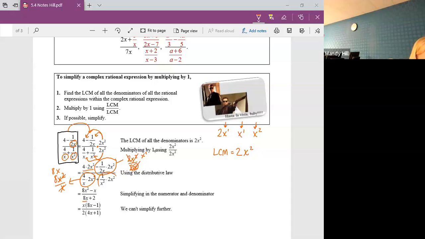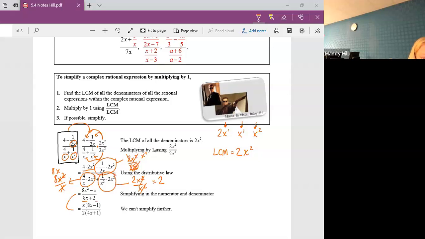Then they took this one. So 1 times 2x squared would give me 2x squared on the top. And on the bottom, I would have x squared. Well, these x squareds are going to cancel out, and I just would end up with 2, which is what they've got there, plus 2 right here.